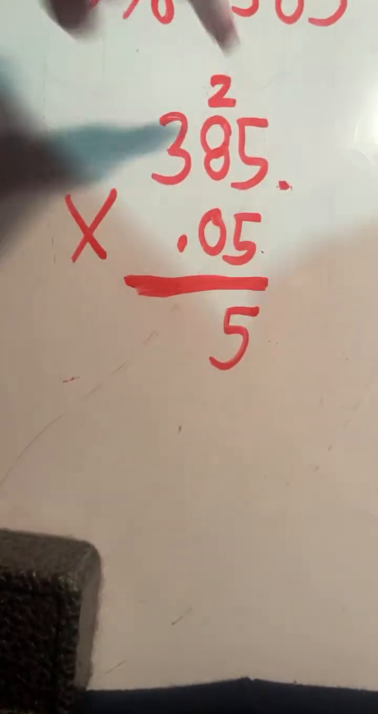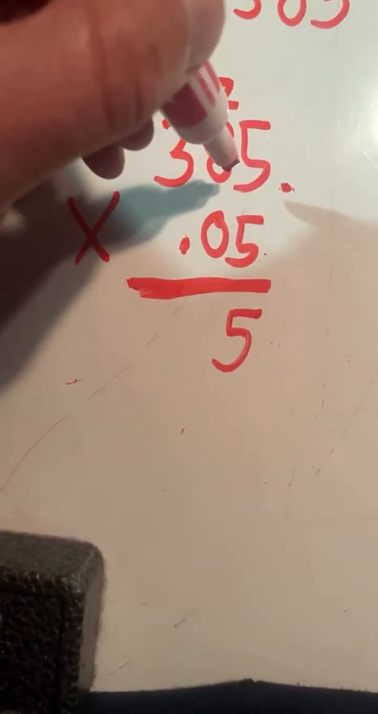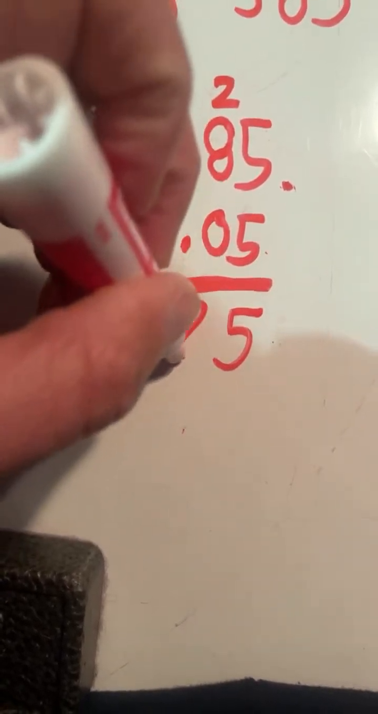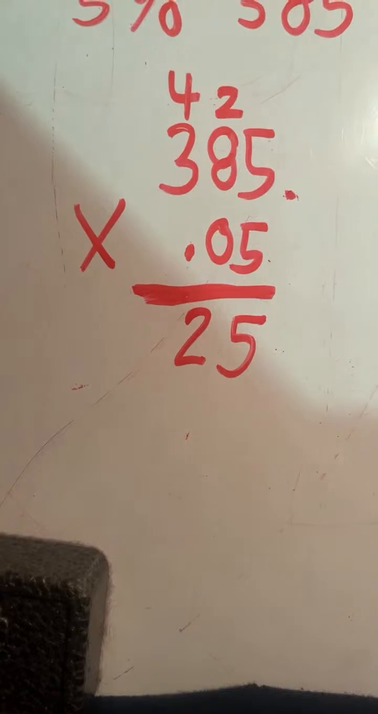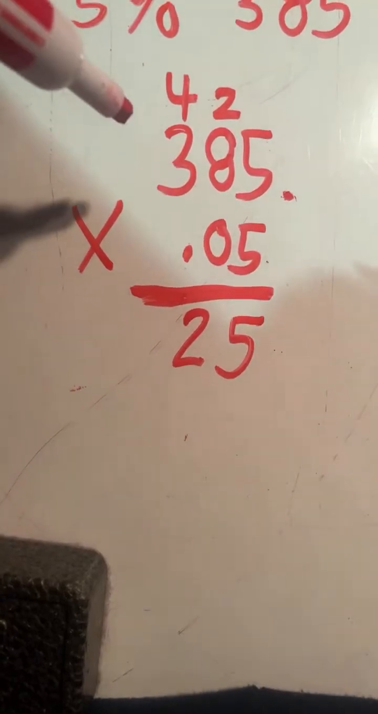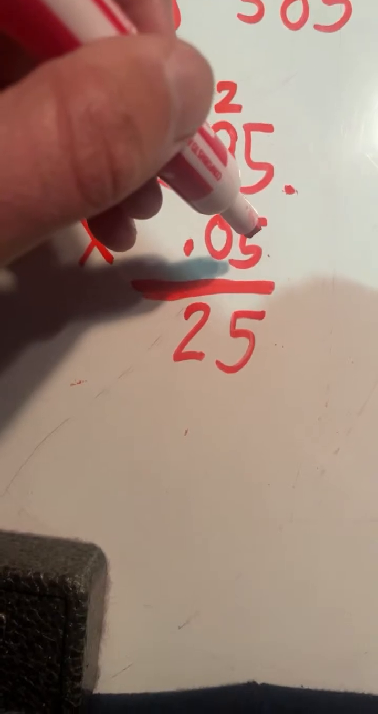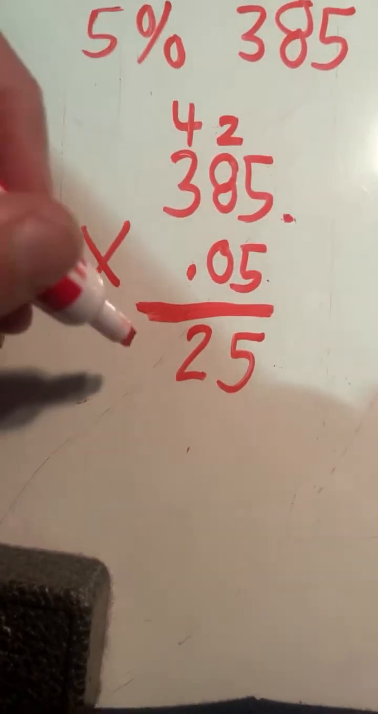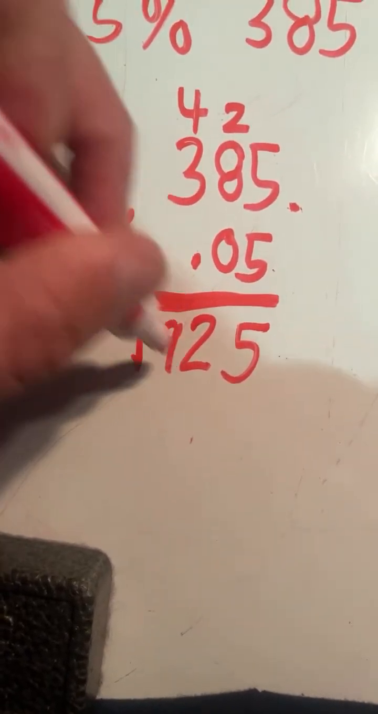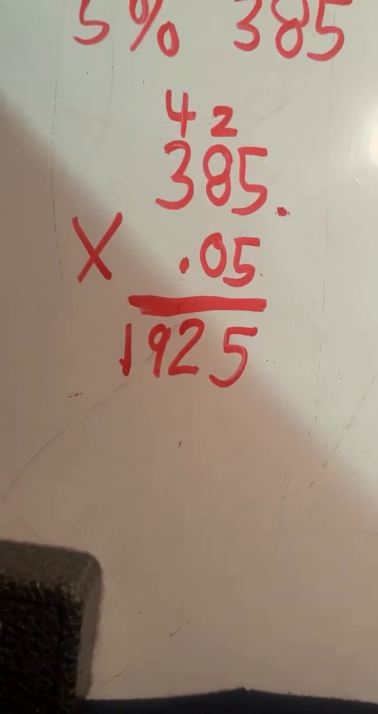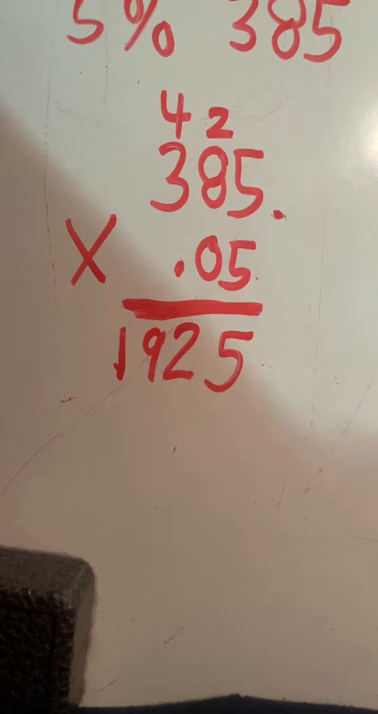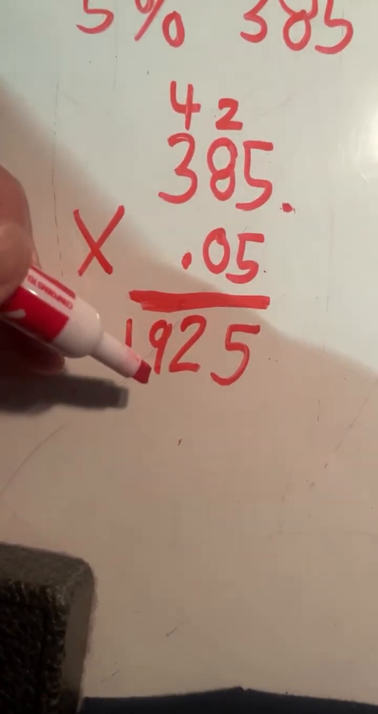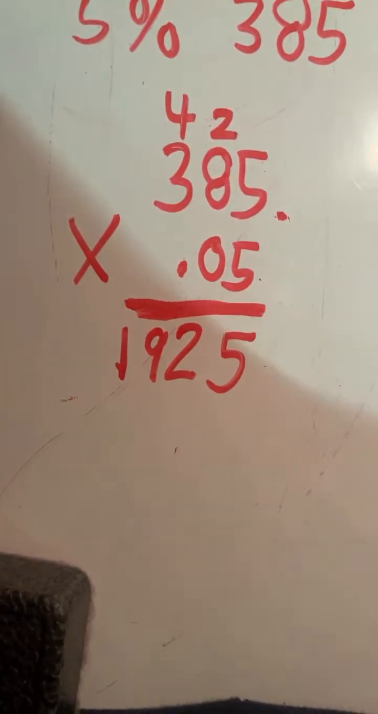So it's lined up. So 5 times 5 equals 25. 5, carry the 2. 8 times 5 equals 40. Plus 2 equals 42. 2, carry the 4. 3 times 5 equals 15. Plus 4 equals 19. Now, if it were a whole number, this is what our answer would be. Our answer would stay as is. Our answer would be 1,925 if we were multiplying whole numbers.